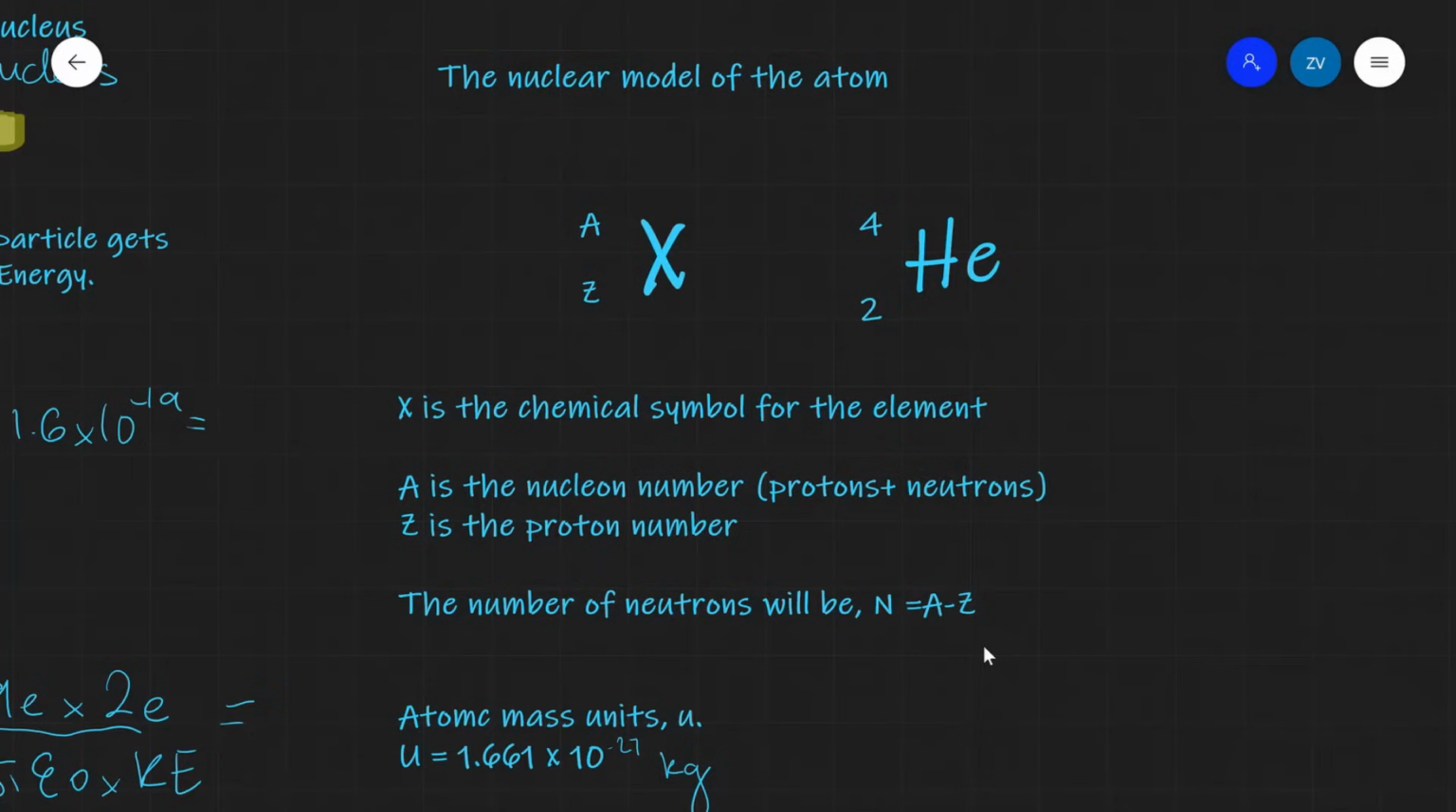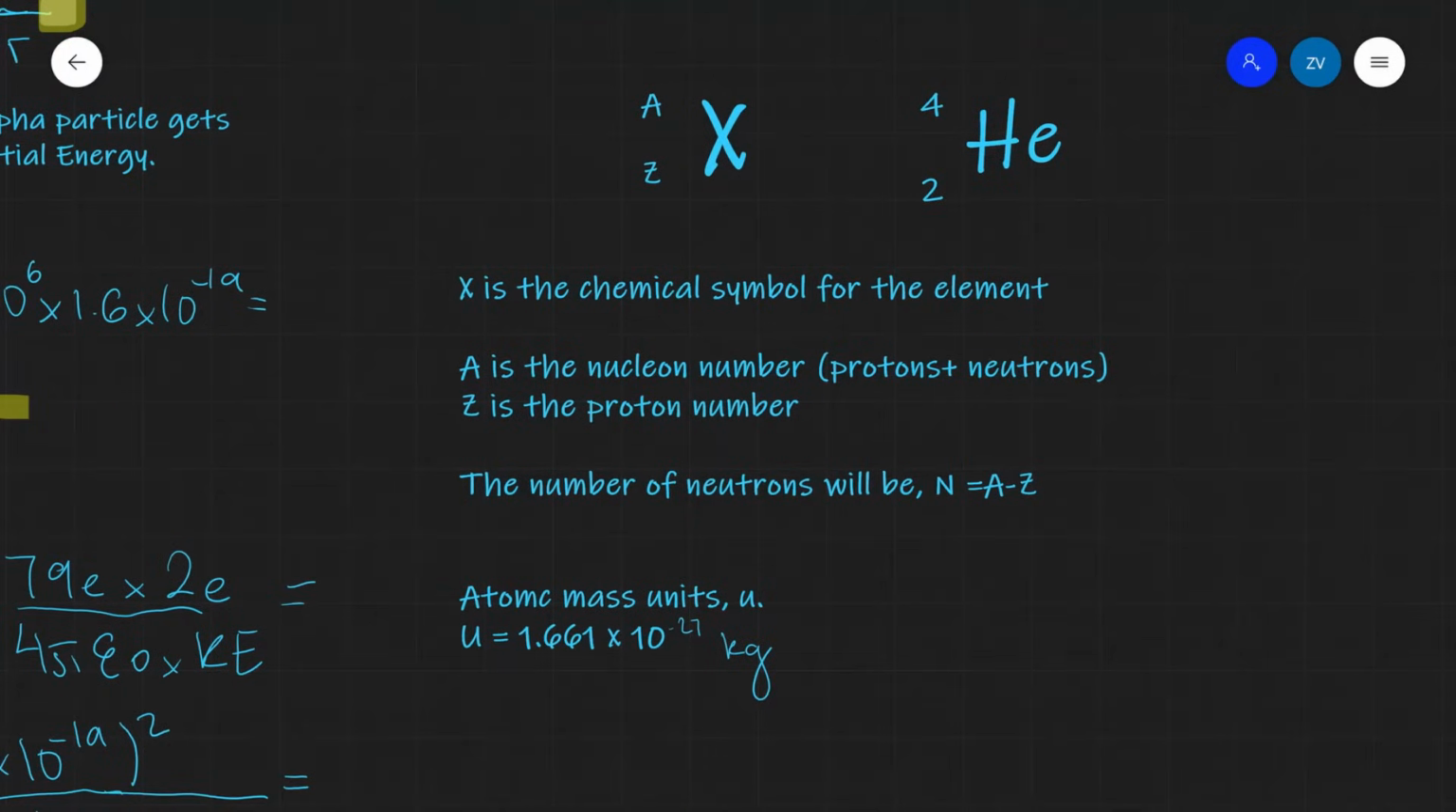Keep in mind that you might come across the atomic mass unit U, which in OCR A Level Physics exams, this constant is in your formula booklet, so you don't need to remember it, but it's about 1.661 times 10 to the power of minus 27 kilograms.